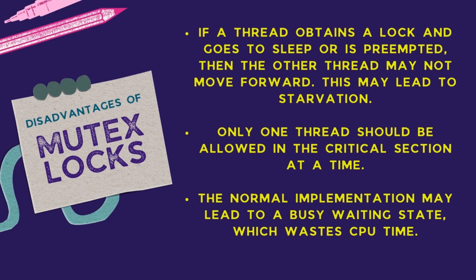Disadvantages of mutex lock: if a thread obtains a lock and goes to sleep or is preempted, then the other threads may not move forward. This may lead to starvation. Only one thread should be allowed in the critical section at a time. The normal implementation may lead to a busy waiting state, which wastes CPU time.